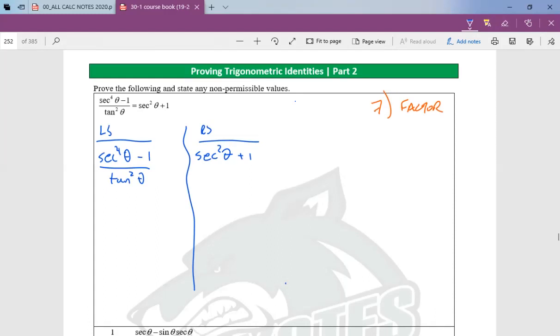The fact that we have secant to the 4 minus 1 is a difference of squares. This is equal to secant squared theta plus 1 times secant squared theta minus 1 all over tan squared theta. We are starting with the more complicated looking side, so the left side. At this point, hopefully we remember that we have Pythagorean identities that might be relevant here. And if you don't quite remember which one to use, sine squared plus cos squared is equal to 1.